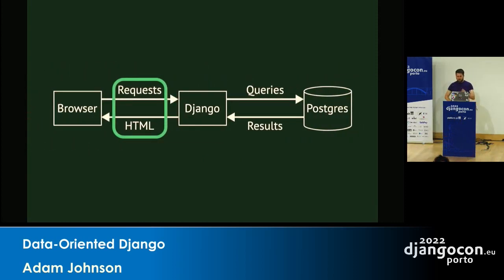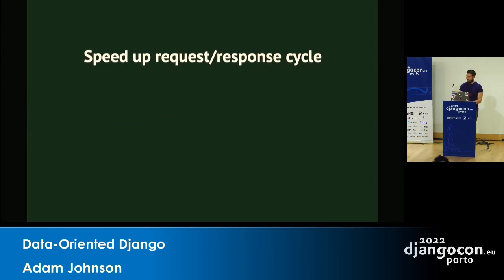All right, we're going to go look at the two sides of the diagram now. We're going to first dive into how we can improve the flow from request to Django and then Django to HTML back to the browser. Speeding up the request response cycle. There's quite a lot on this topic, and so I've just put a few bullet points on this slide, and I'll refer you to other resources.